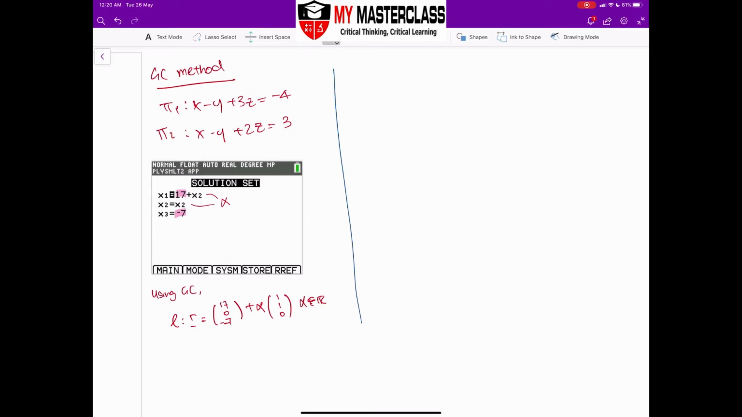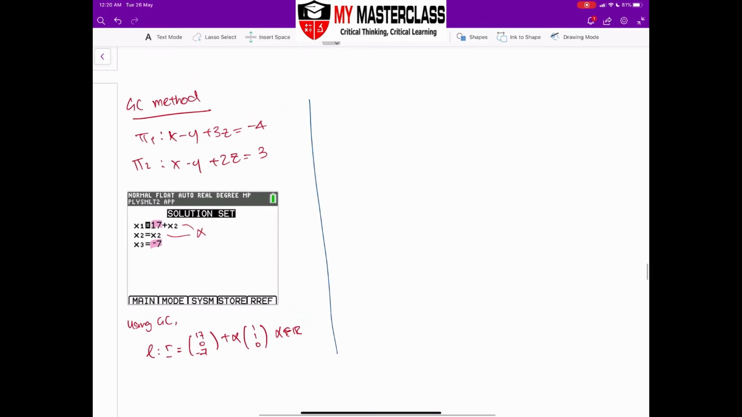There's a non-GC method. Take note, for the non-GC method, you have to learn it as well, unfortunately, because what happens is that I can actually give you unknowns in the normal and ask you to find the line of intersection in terms of unknowns. So I'm going to show you the second method, which is a non-GC method.